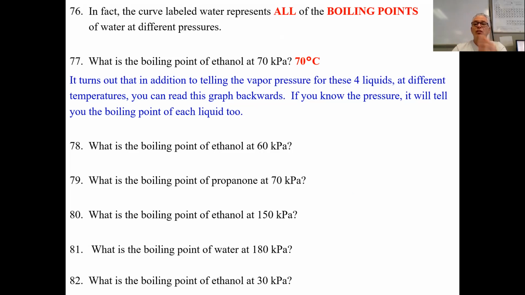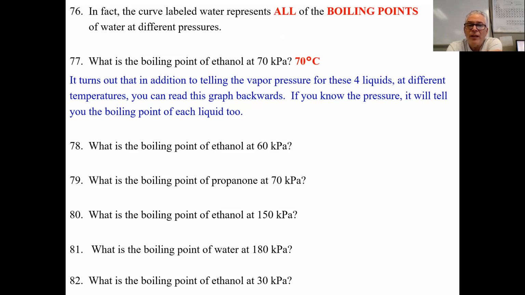This graph tells us what is the boiling point for these four substances at any pressure. It also would tell us, at any point of temperature and pressure, whether you are behind the curve or in front of the curve. If you're behind any one of the curves, that's a liquid. And if you're in front of any of the curves, that would be a gas.